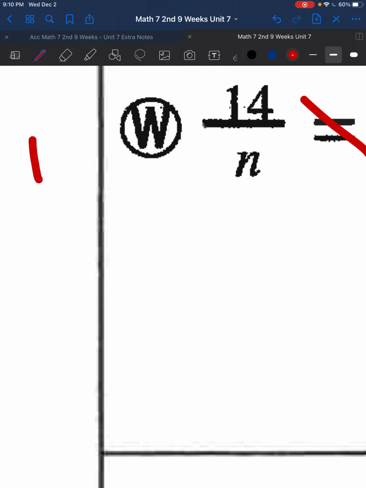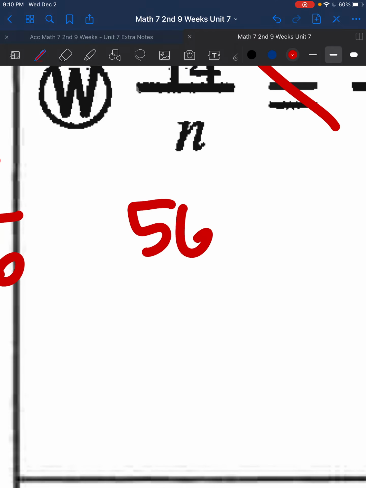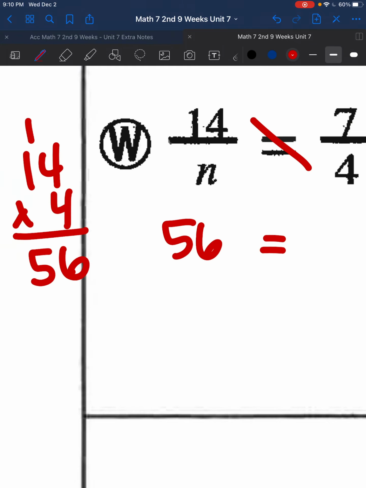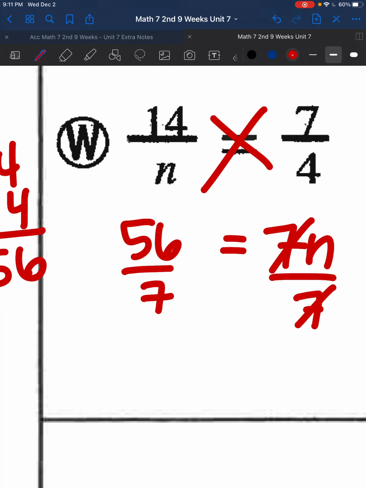I've got 14 over n equals 7 over 4. So I'm first going to multiply 14 times 4 together. So 14 times 4. Well, 4 times 4 is 16. 4 times 1 is 4, plus 1 is 5. So I get 56. And I'm going to set that equal to 7n.